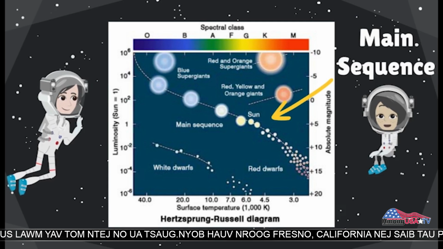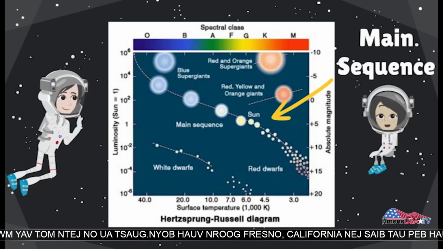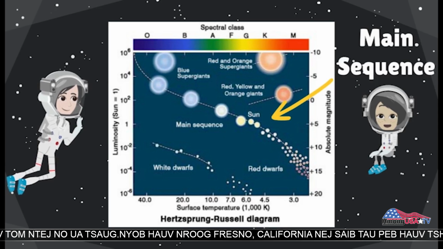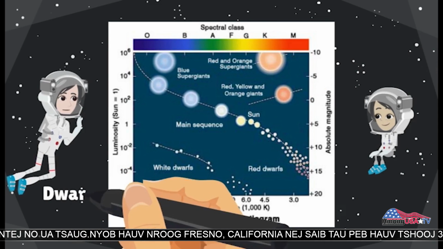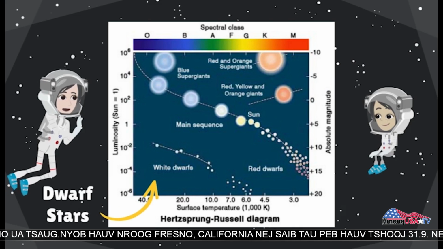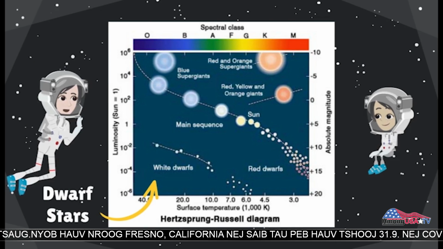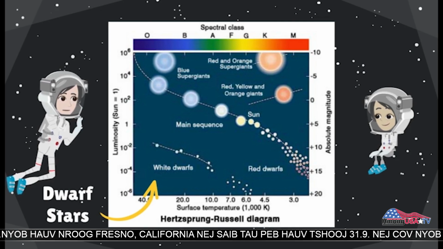Wow, the sun always looks so big. I never thought it would be a medium-sized star. Yup. Lastly are the dwarf stars, which are the smallest stars, and they can either be white or red.